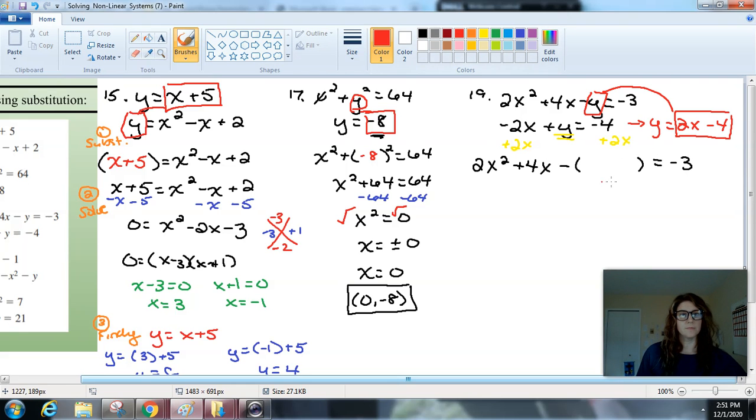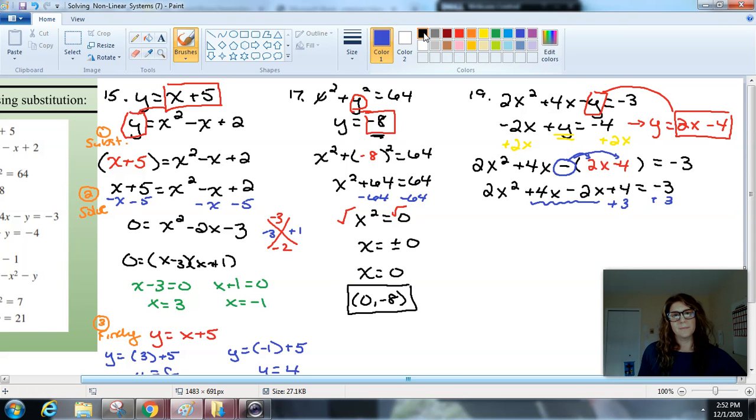Okay, so again, where that y was, I'm putting in a 2x minus 4. Now from here, I've got to distribute this minus sign into both, so it just changes our signs back here. I'm then going to combine my like terms. And just for a matter of space and time, I'm also going to add the 3 over to combine my numbers on both sides. So I get 2x squared plus 2x plus 7 equals 0.